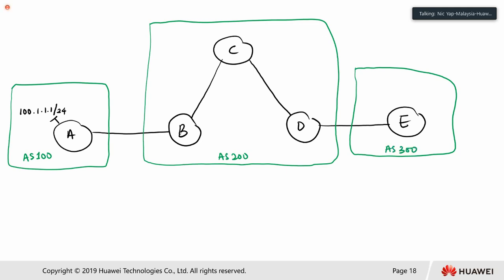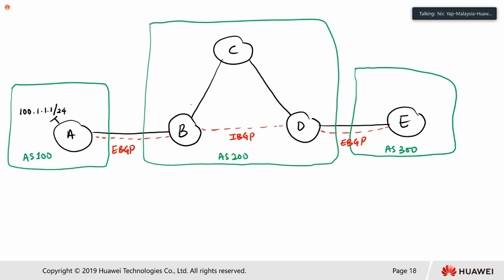Okay, so that is my three different ASes. I have routers A, B, C, D, E, and right now I'm using the red color to show the peers that are defined. Routers A and B are forming eBGP. D and E are forming eBGP. And between B and D, they are forming iBGP.